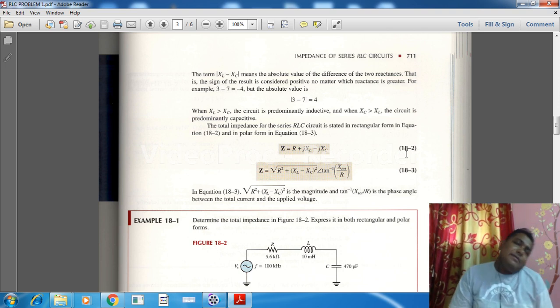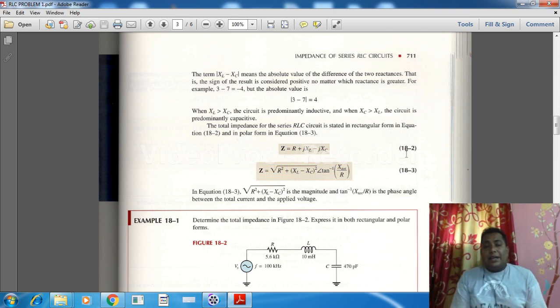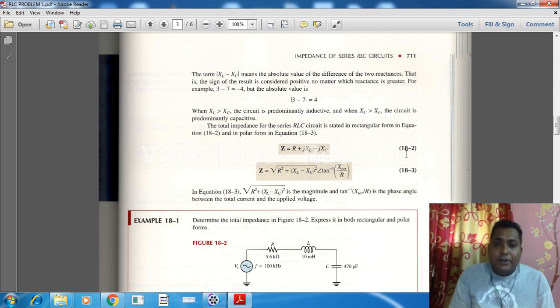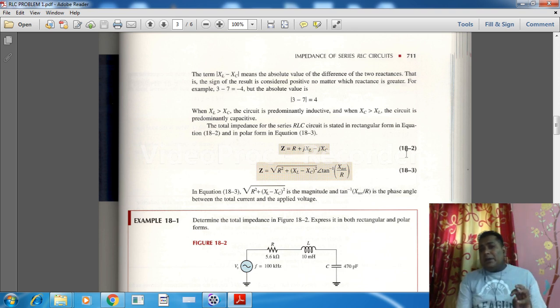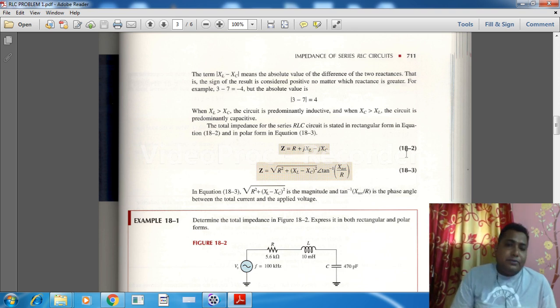In the same way we have discussed the phase angle equation, the power factor equation, and the voltage across the different components: resistance, inductance, capacitance. So lots of equations we have already discussed. Now I am just giving a recap of the concepts that we have done. Using those concepts we are going to solve different problems.